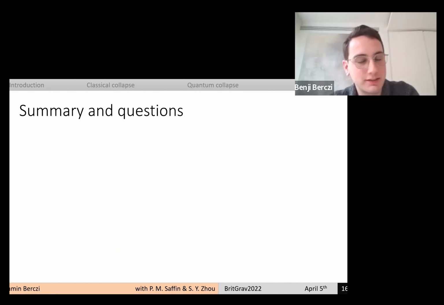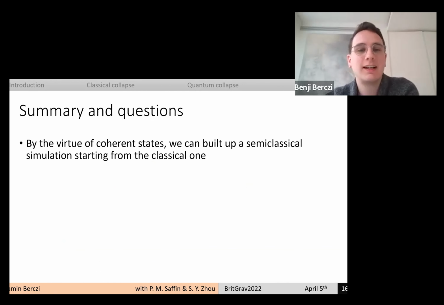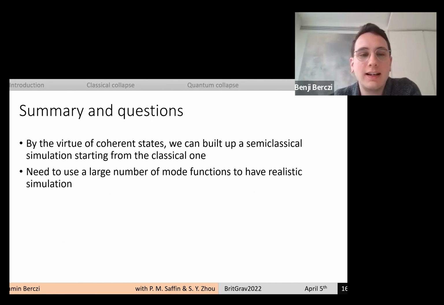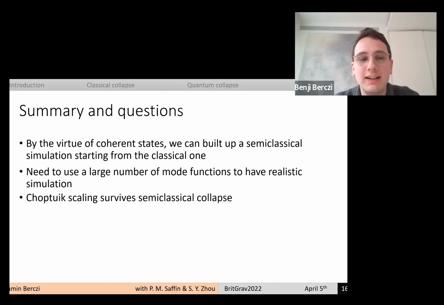All right, let me just summarize very quickly. By virtue of these coherent states, we can build up a semi-classical simulation on top of the classical one. However, we do need to use a large amount of mode functions, which means a lot of computational power is needed. And also, we see that Choptuik scaling survives semi-classical collapse.